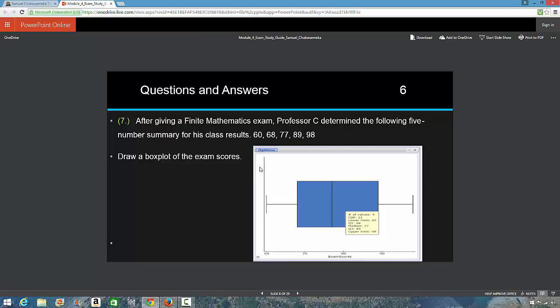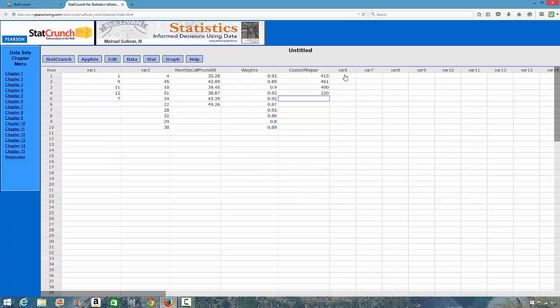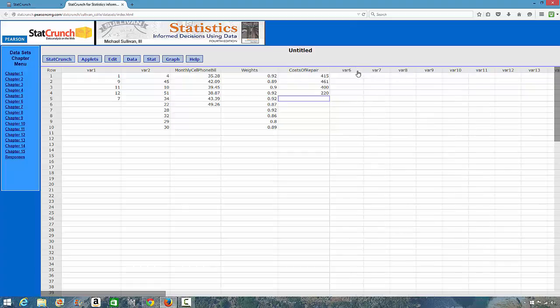The question says draw a box plot of the exam scores. So I come to StatCrunch. Let me delete this result. In variable 6, let me put the 5-number summary. I have 60, 68, 77, 89, 98. So this tells me that the lowest score was 60, the highest score was 98.